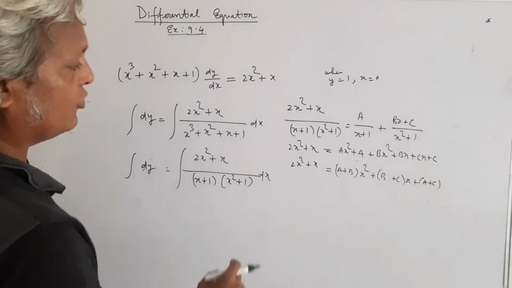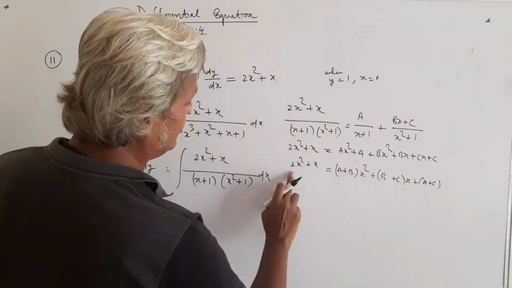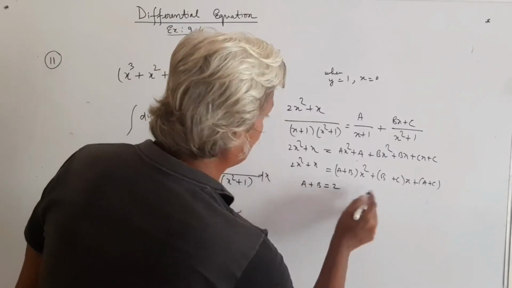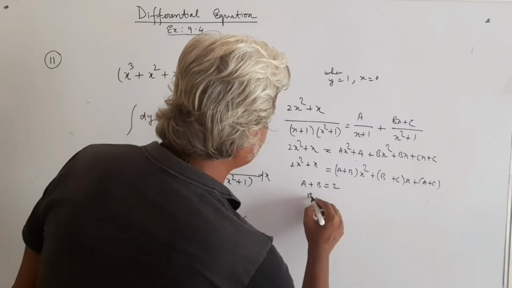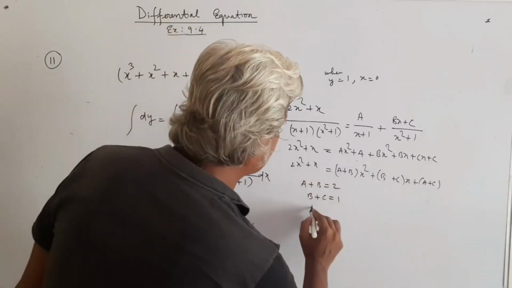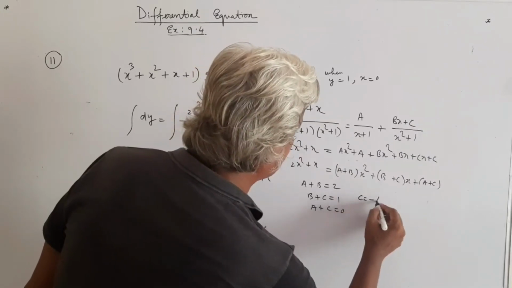If you compare the coefficients of the like terms, the x square coefficient is a plus b, and here it is 2. So what do we get? a plus b is 2. Here it is b plus c, so b plus c is 1, and here a plus c is 0. So if a plus c is 0, then c is minus a.